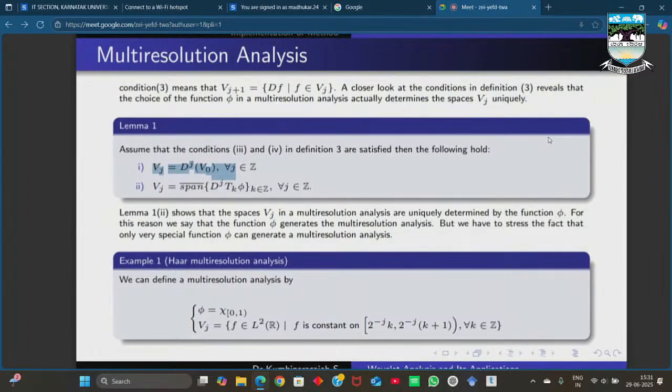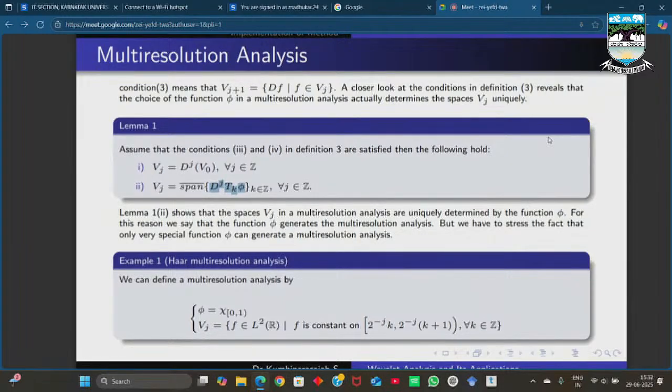And the second one says that for this Vj, it is a subspace. That means there should be a basis. So this is going to act as a basis for your Vj. Therefore, by knowing the V0 property, immediately we can extend it to the entire space, the Hilbert space.